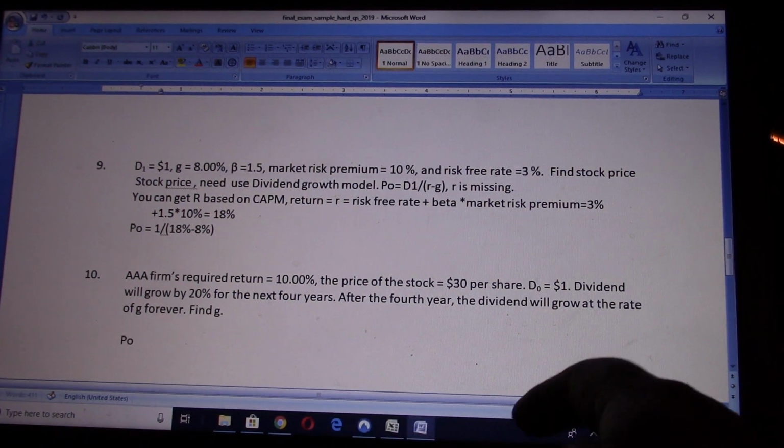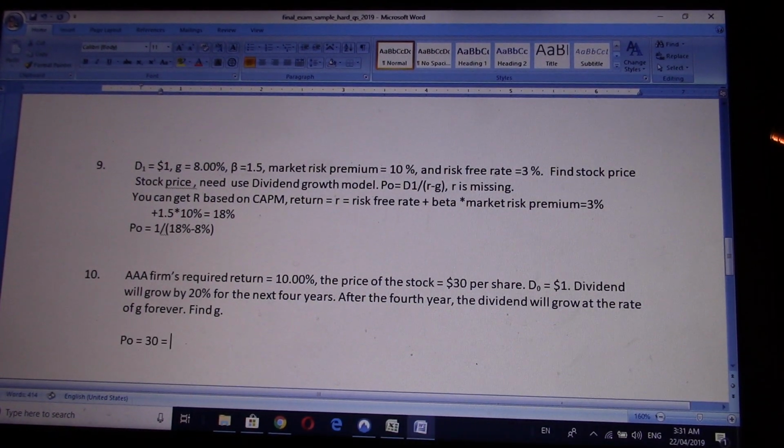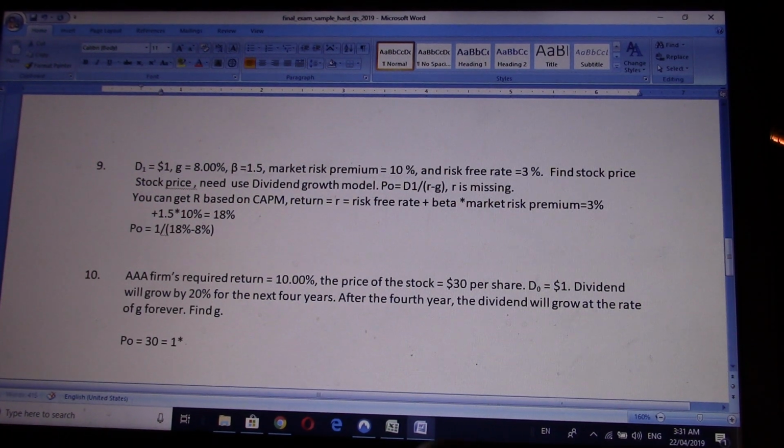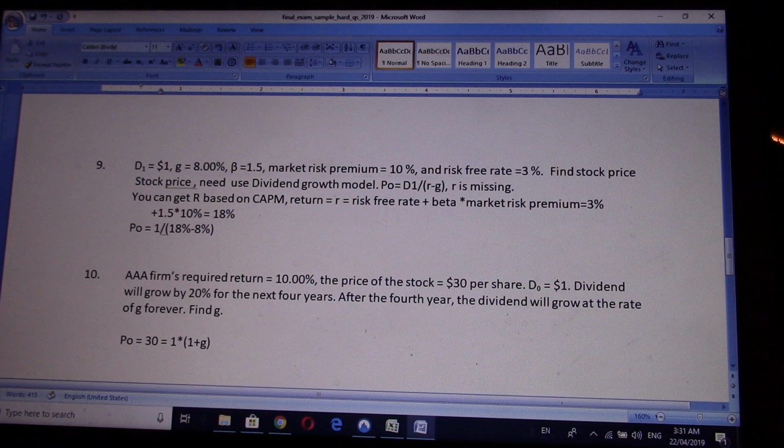Stock price P0 is $30, so it should equal D0 multiplied by 1 plus G, right? But the dividends are not constant. Dividend will be growing at 20% for the next 4 years. After the 4th year, dividend will grow at the rate of G forever. So no, it's wrong. To get the P0, you should do it this way because the growth rate is known, right?